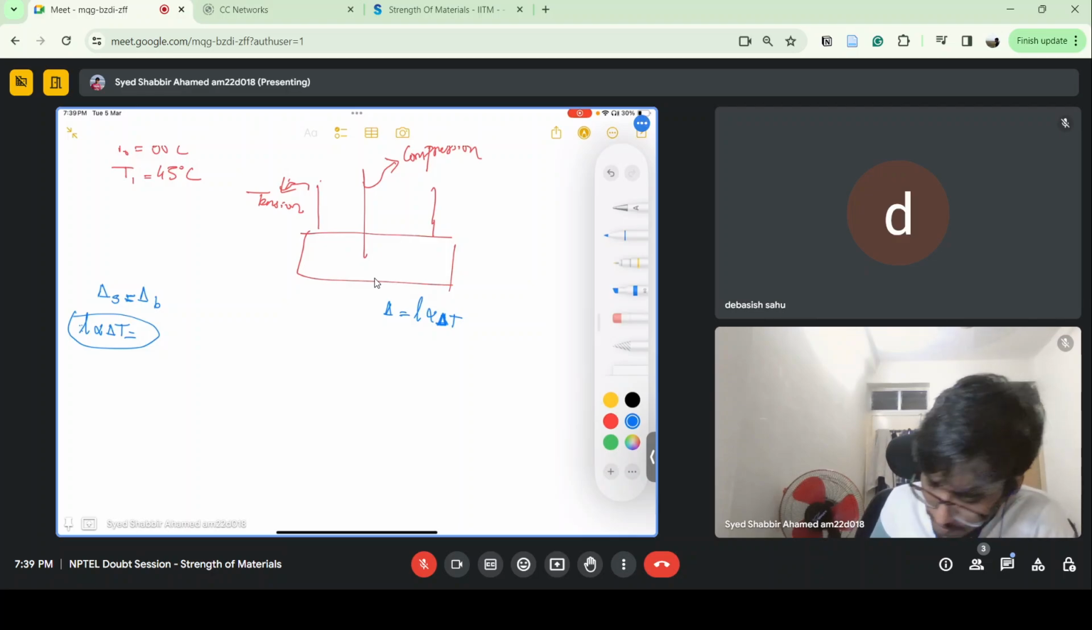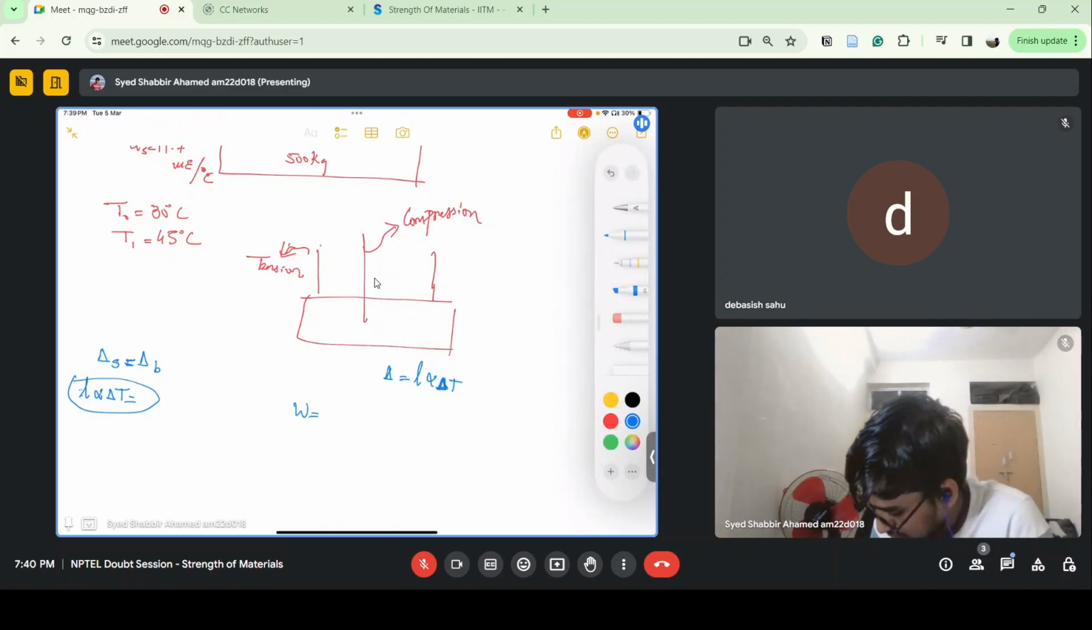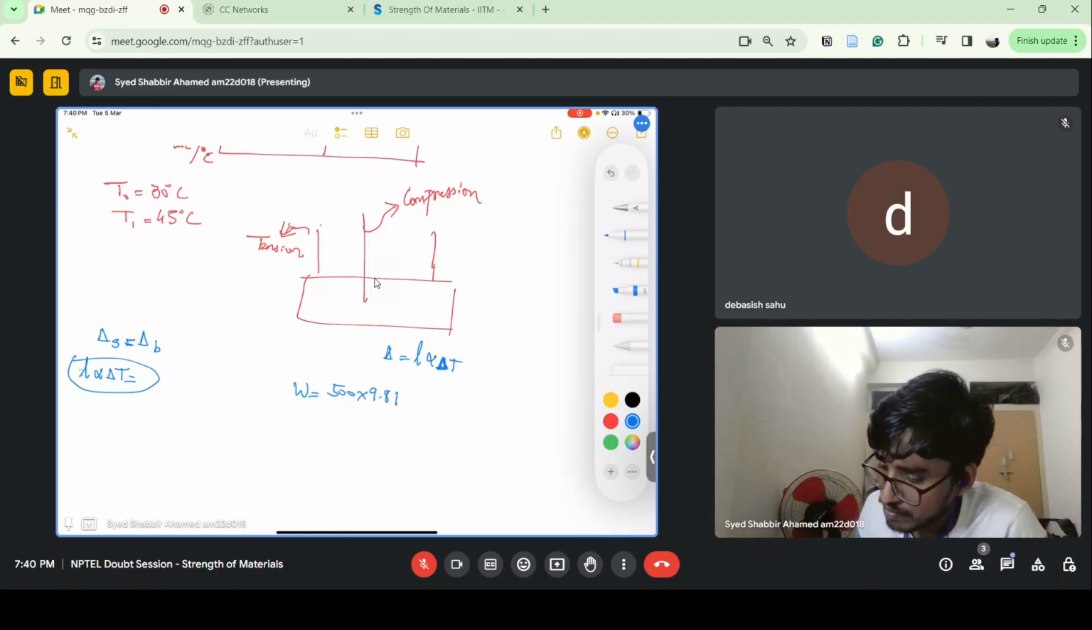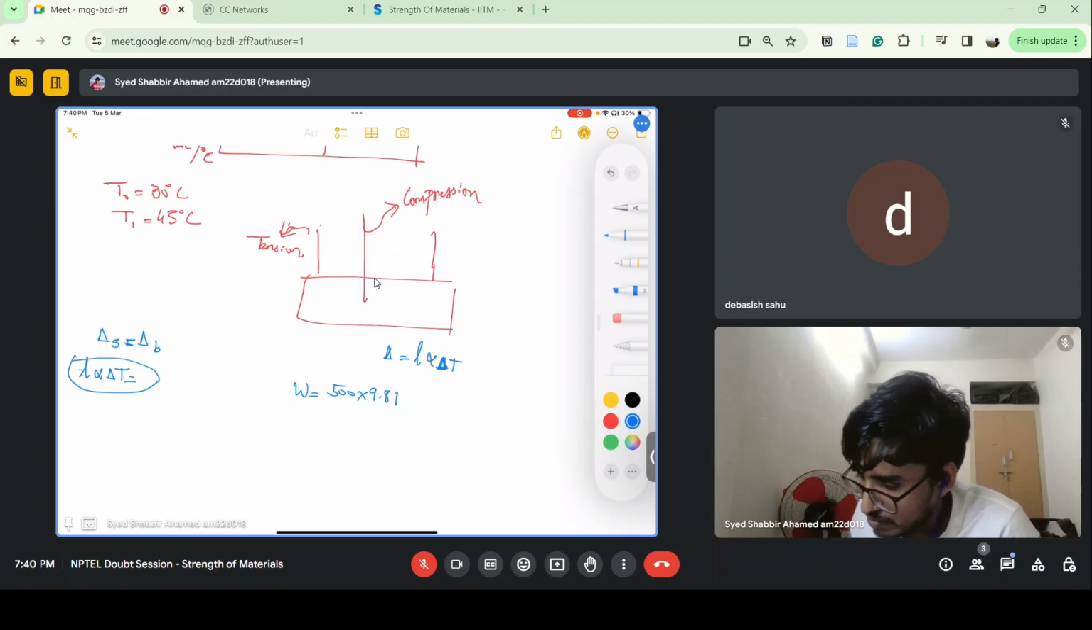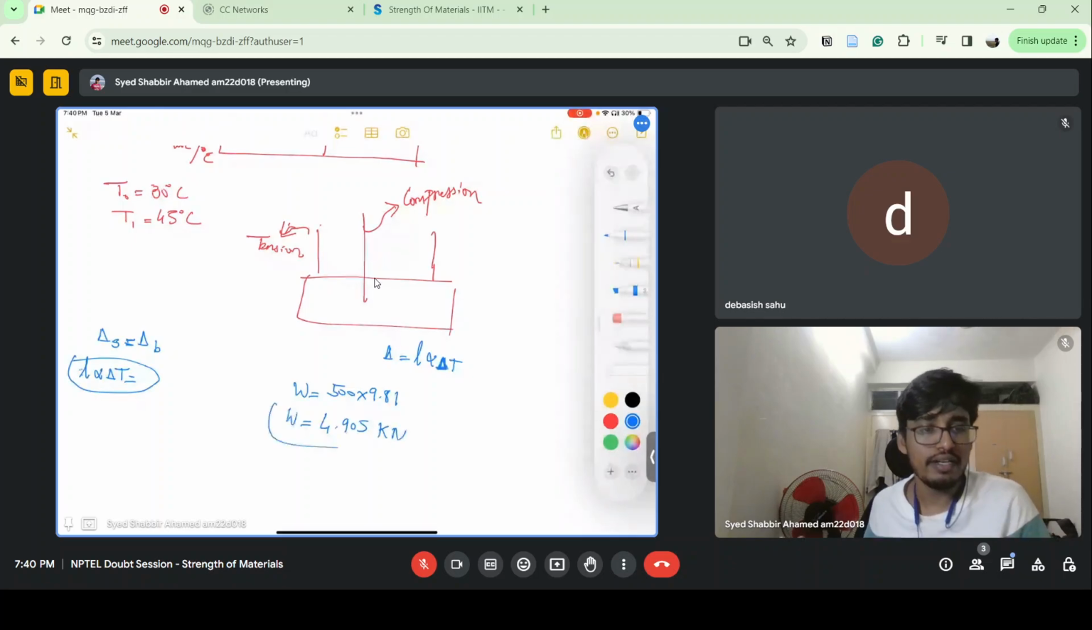As I've said, the mass of this is 500 kg. So if I want to get the weight, W is equal to M into g. g is given here as 9.81. So 500 into 9.81, you get 4.905 kilonewton. So this is the weight.